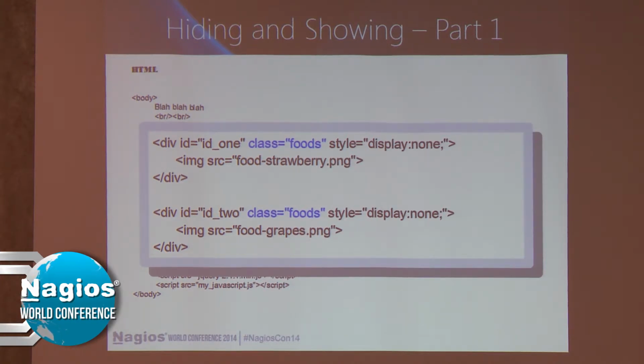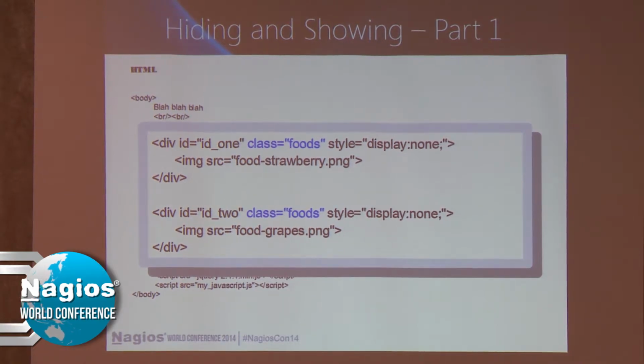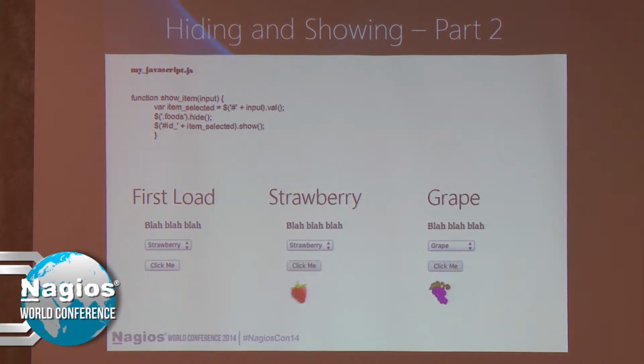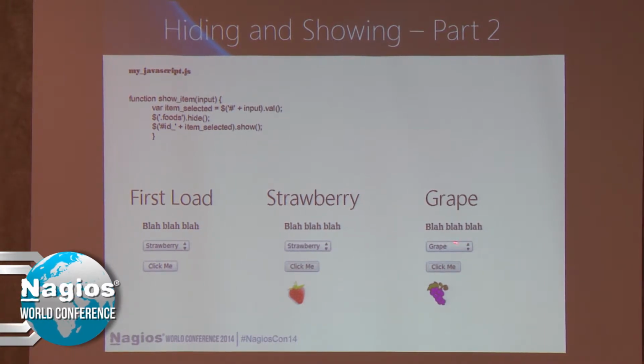Classes are a way of grouping objects together or referencing common objects in HTML with CSS coding. IDs are unique. They need to be different so that you can reference objects differently. And here is the JavaScript of what's happening, and I'll explain it. But first, when it loads, nothing is shown. When I click the Click Me button when strawberry is selected, it shows the strawberry. When I click the Click Me for the grape, it shows the grape.